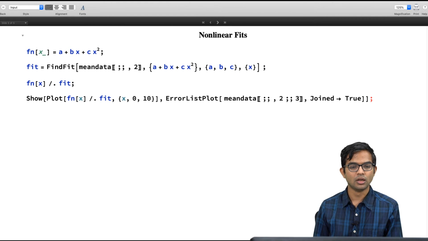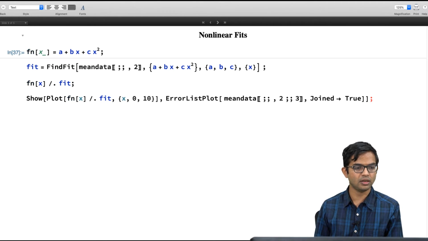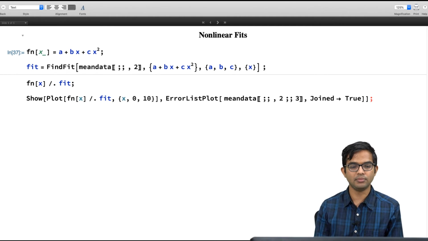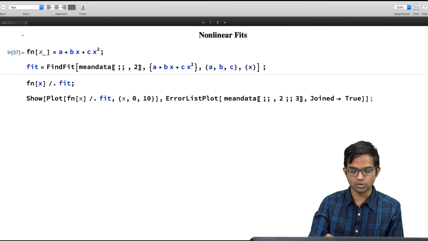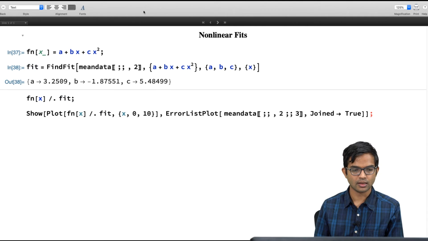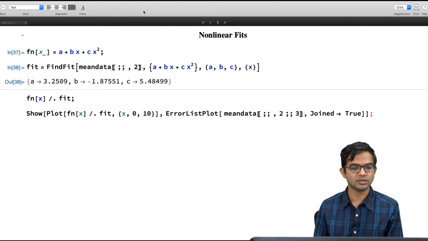Here there is no notion of basis functions or anything. It's just one big complicated function you give, and FindFit will do it for you. So you can ask it to fit the functional form a plus bx plus cx squared using the parameters a, b, c. That's the syntax. And then you have to also say what the independent variable is, x, and just go ahead and implement this. So it tells you that a must be around 3.25, b must be this, and so on.